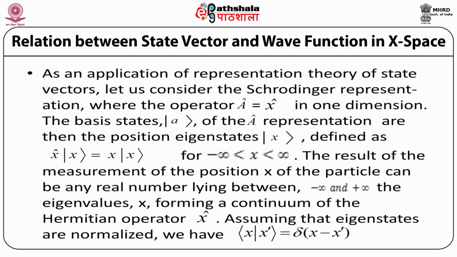Assuming that eigenstates are normalized, we have bra vector x, ket vector x prime is equal to delta of x minus x prime, which means that for the Hermitian operator x, the position eigenstates x are normalized, and if they represent different eigenstates, then the product goes to 0.